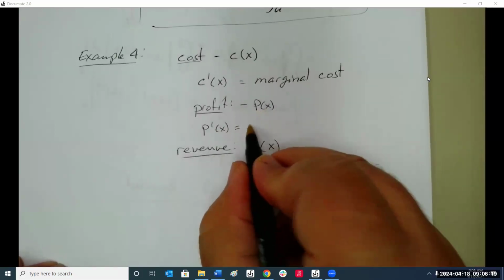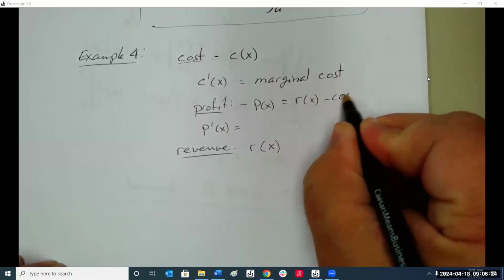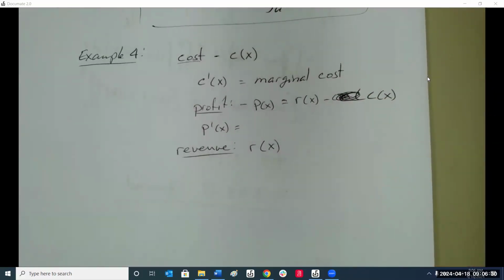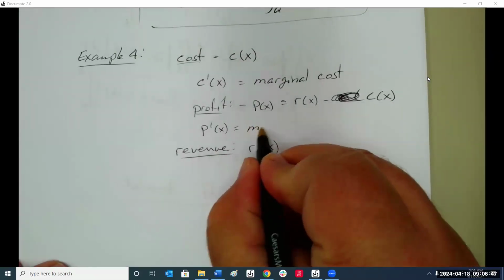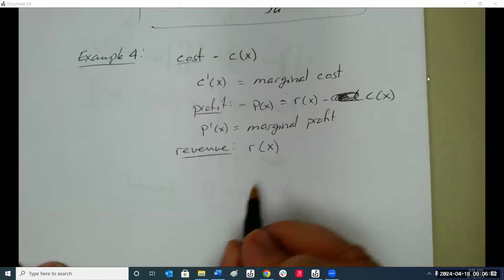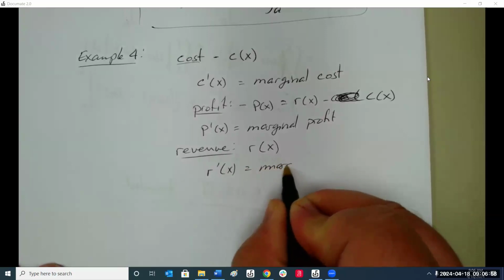The derivative of your profit: profit is revenue minus cost. Your profit is how much money you have different, because if it costs you $20 to make an item and you sell it for 15, you're losing money. So the profit is revenue minus cost. The derivative is called the marginal profit. And the derivative of the revenue, the change of the revenue, is called the marginal revenue.